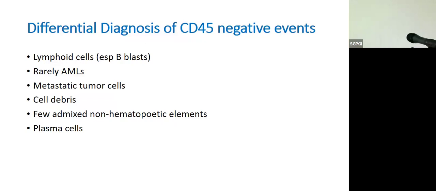So all blasts will not always be CD45 positive. The most common example we know is a B cell ALL, right? Which is CD45 negative. Rarely AML, then some other metastatic tumors. If you're dealing with a small round cell tumor, they may be CD45 negative. Debris, obviously. Plasma cells can also be CD45 negative. And erythroid cells, M6, M7, they all can be CD45 negative. And then nucleated RBCs. So you should know what can come in the CD45 negative population. That's my last case, don't worry.